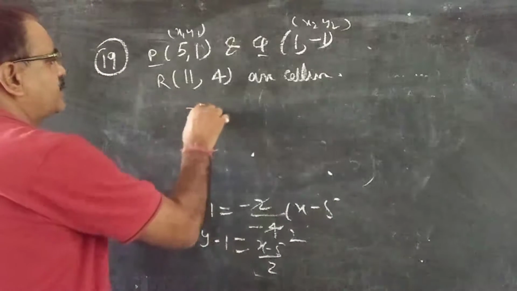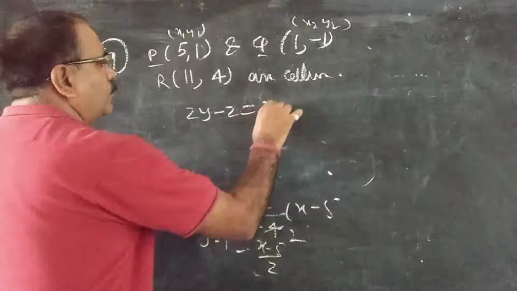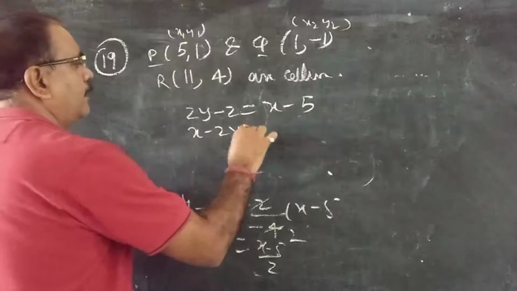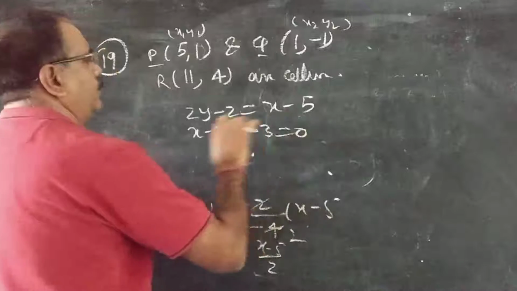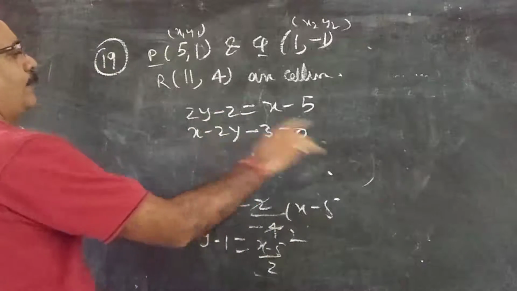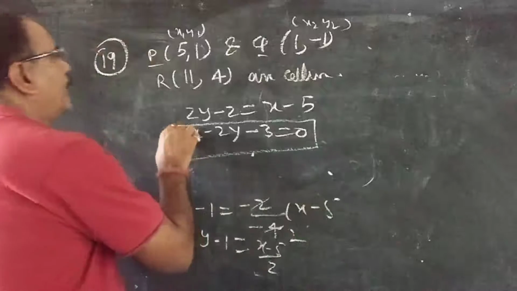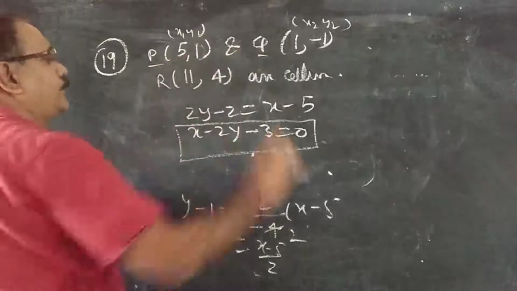Do the cross multiplication. 2y minus 2 is equal to x minus 5. So x minus 2y minus 3 is equal to 0. This is the equation of a line passing through the two points P and Q.